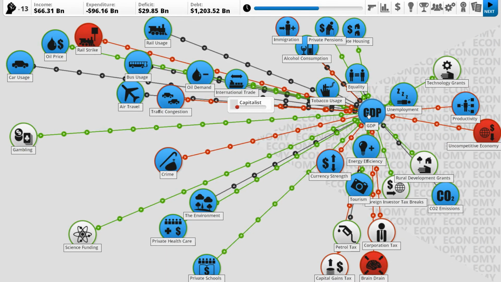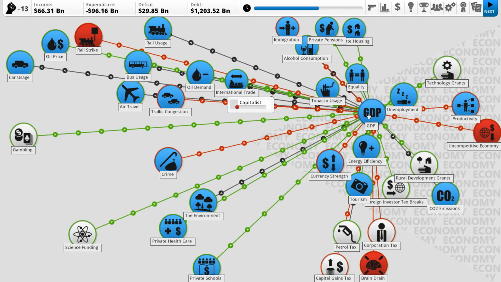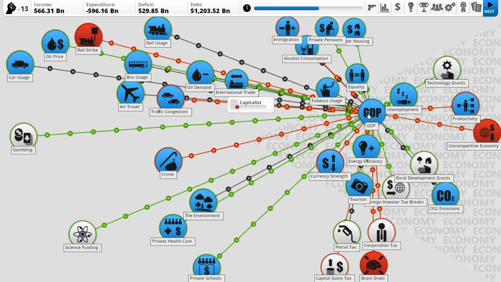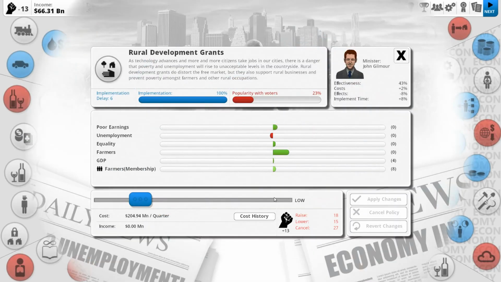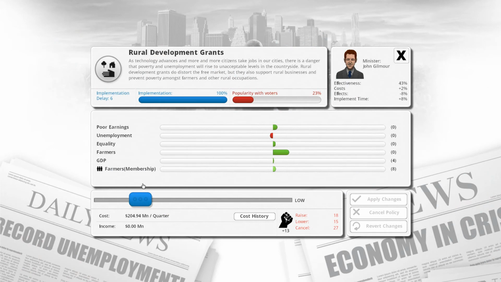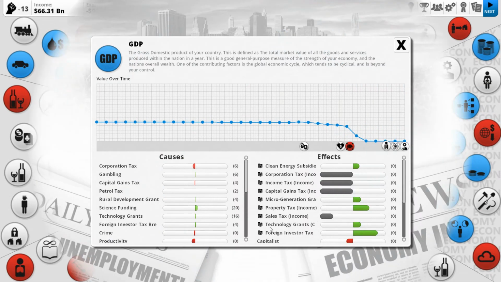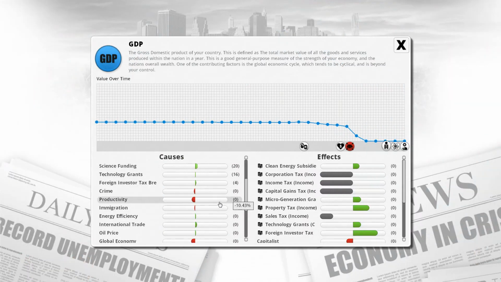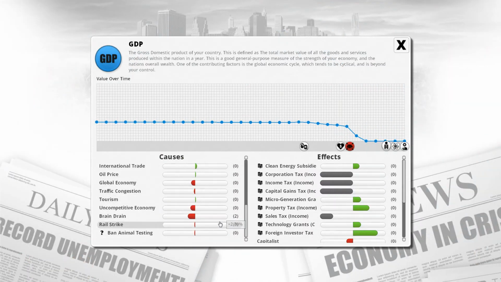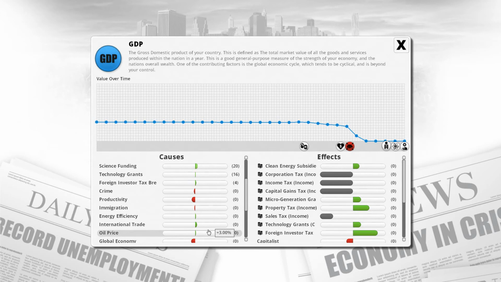Politics is terrible. Rural development grants. That increases the GDP. Hold on, what has a significant increase on the GDP? Anything? Anything at all? No? Oh crap, banning animal testing decreased it. Maybe should have thought that one through. Not like animals can vote.